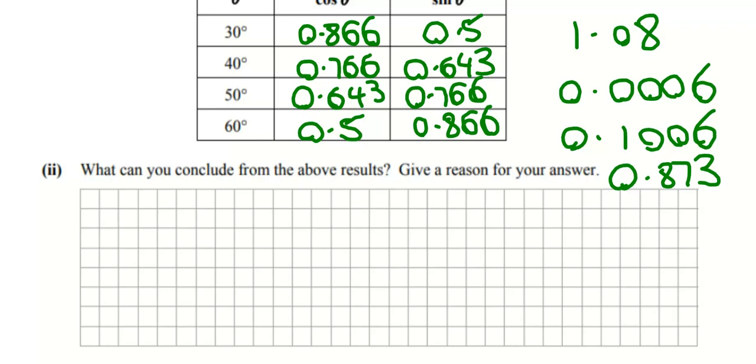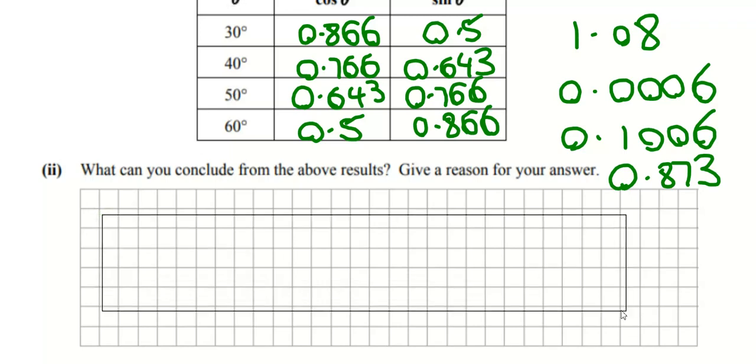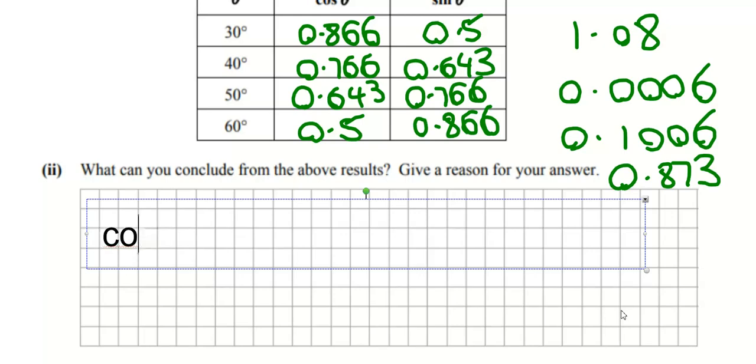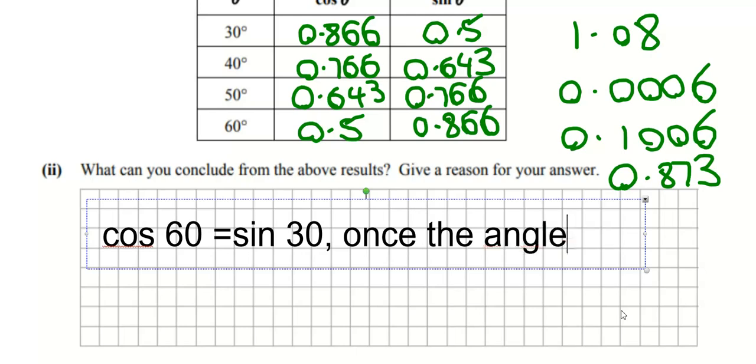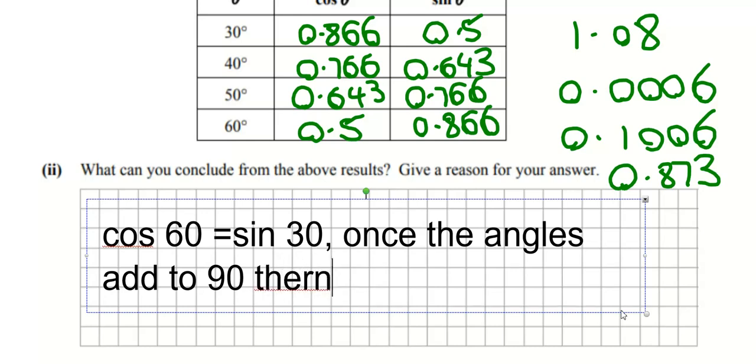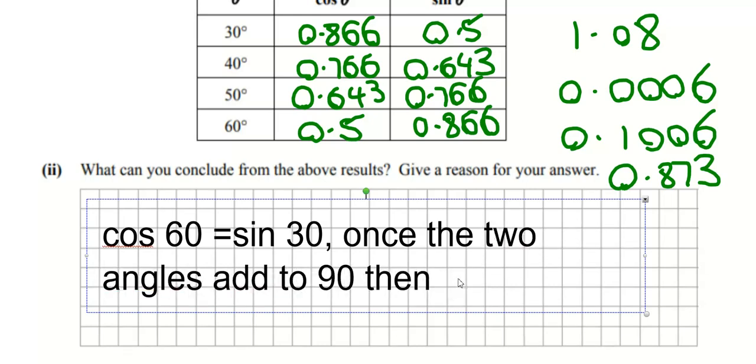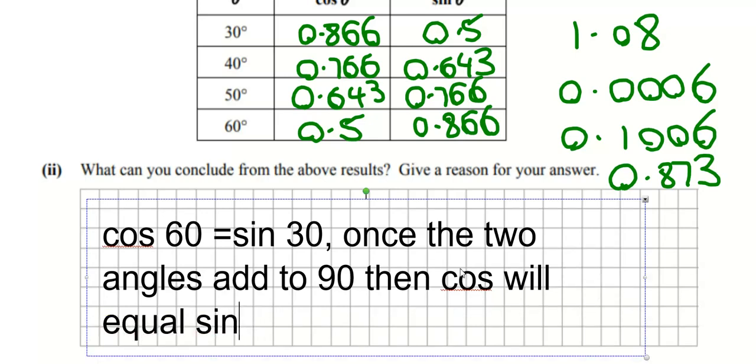Now, what do you conclude from the results above? Okay, let's do this. Cos 60 equals sine 30. Once the two angles add to 90, then cos will equal sine. Does that make sense? So cos 60 equals sine 30, cos 70 equals sine 20.